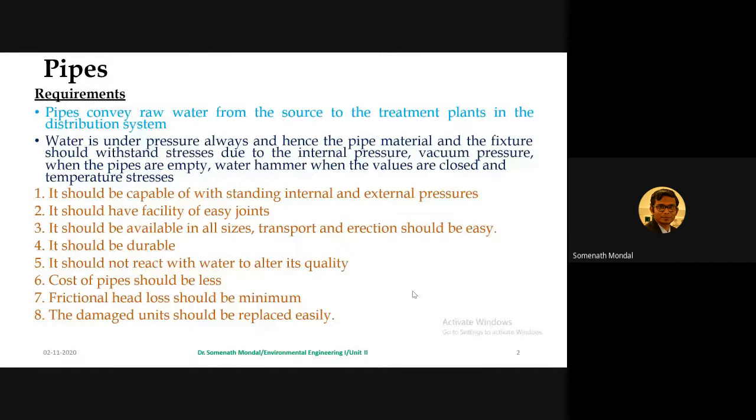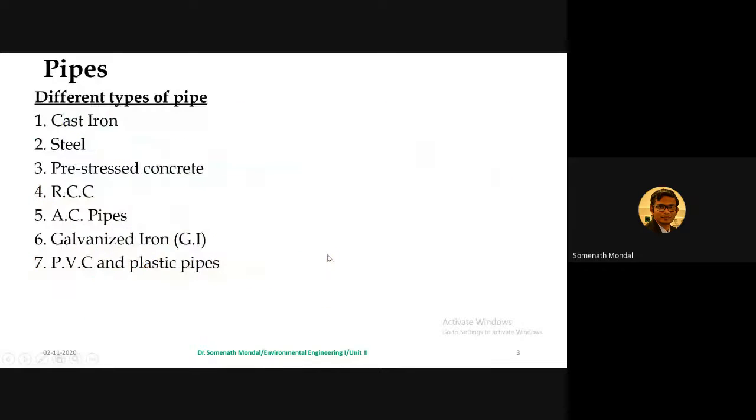Now the important thing is we should know what are the different types of pipes which are usually used in case of water supply system. So we have cast iron pipes. That's the most available one, and predominantly being used since long. I mean, it's pretty much old utilization of cast iron pipes.